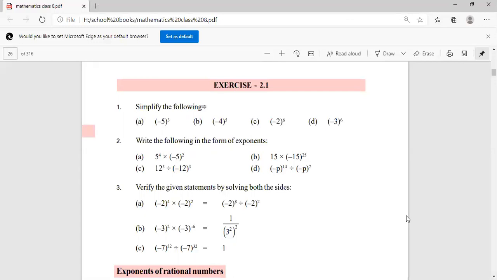Okay, you have solved. I have told you already how we can solve this kind of questions, right? So the first and second question, you can solve easily.